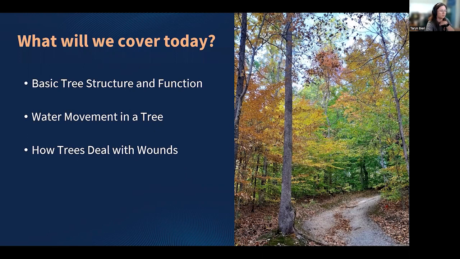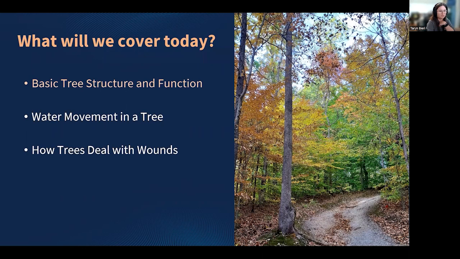And much of this will be specific to angiosperms, so hardwood trees, not gymnosperms. There might be some overlap, like talking about conifers, but it's mostly going to be specific to hardwoods. And this is just for the sake of time because most of our trees here in Illinois fall into that hardwood or angiosperm group. And tree physiology is quite extensive, so I can't possibly cover it all in this time frame, but be on the lookout for more tree physiology talks in the future.